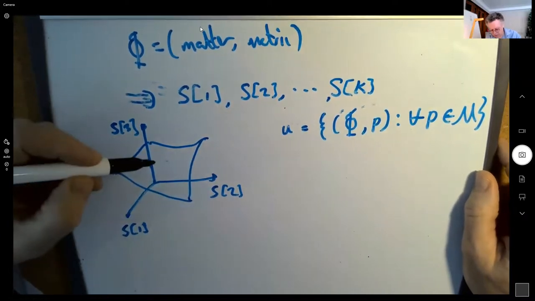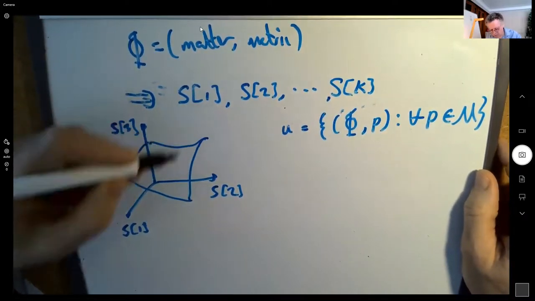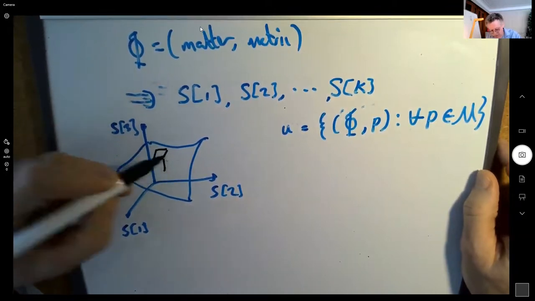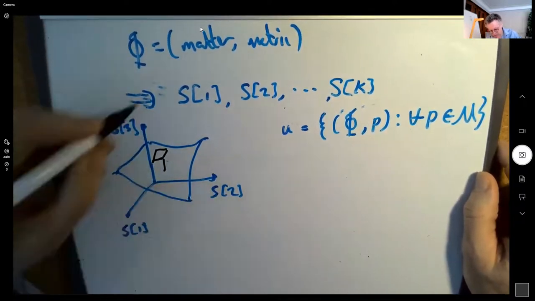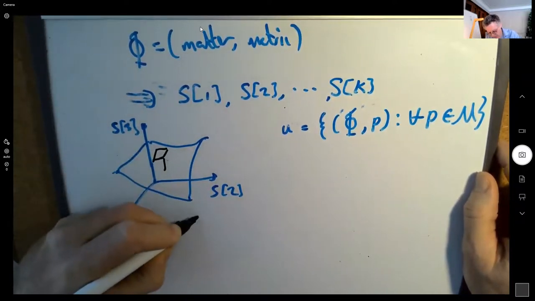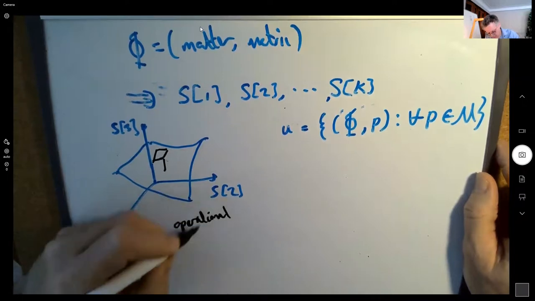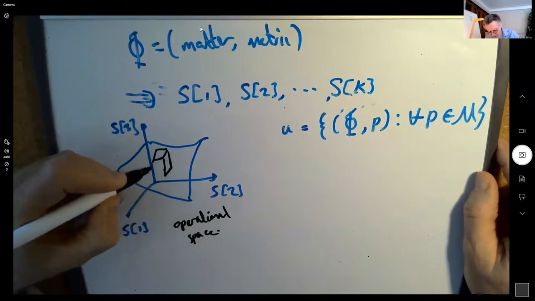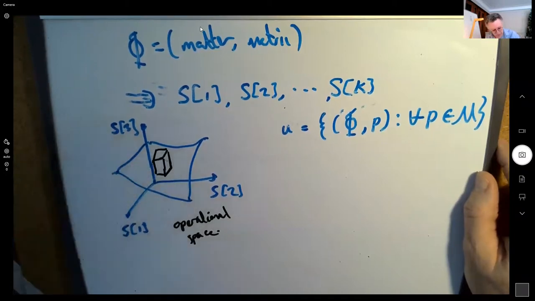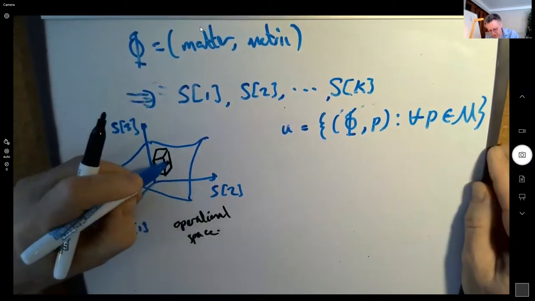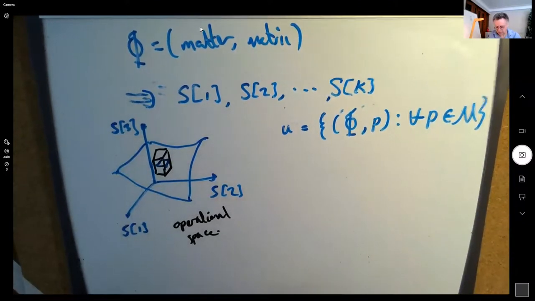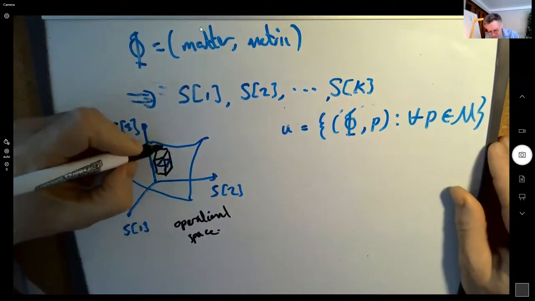And now the idea is to set up an operational approach in terms of this. What we can do is consider small boxes, small regions inside this space. We call this space the operational space. We can draw small boxes inside here. Those small boxes might intersect this surface. And here's one small box, call that box A.